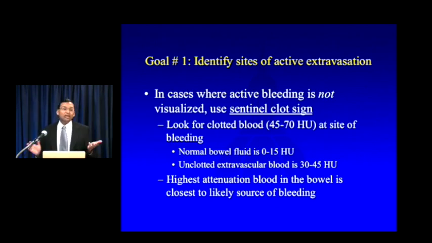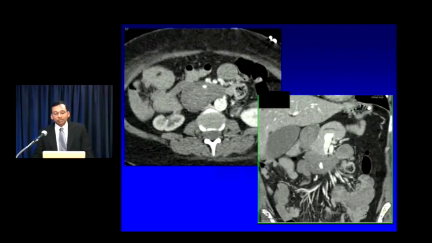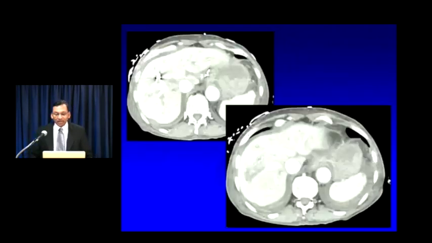The same thing holds true for the bowel. Even if I don't see active extravasation, if I see hyperdense clotted blood within the small or large bowel, that is probably where the bleeding is coming from, even if I don't see active extravasation. Here's an example where you don't need the sentinel clot sign, but I think it nicely illustrates the finding. There's a site of active extravasation in the duodenum, but notice how there's high density clots surrounding the active extravasation, classic sentinel clot sign.